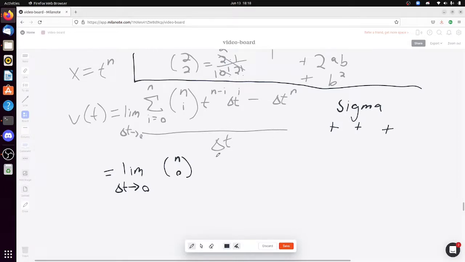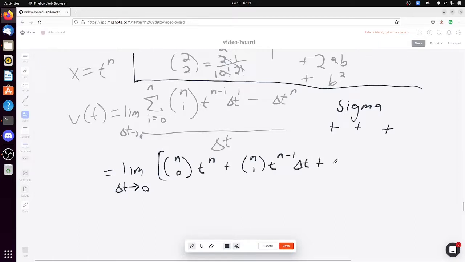Then t to the n minus 0 would be just t to the n, and delta t to the 0th power would just be 1. So this is what the first term looks like. And then the second term is going to look like n choose 1, times t to the n minus 1 times delta t.